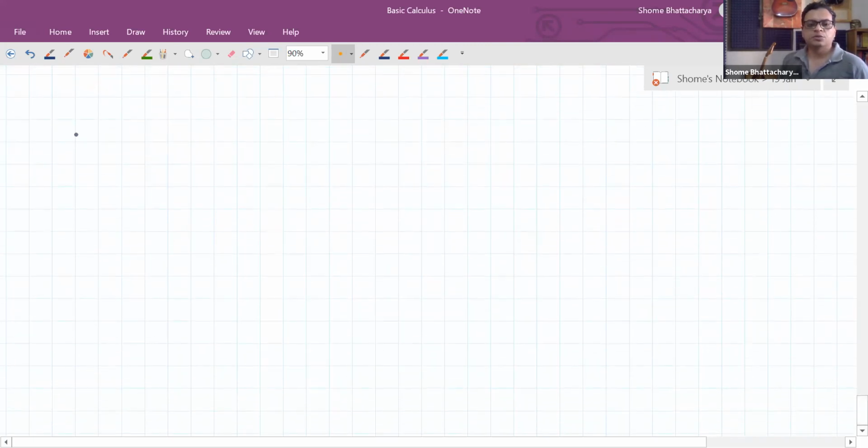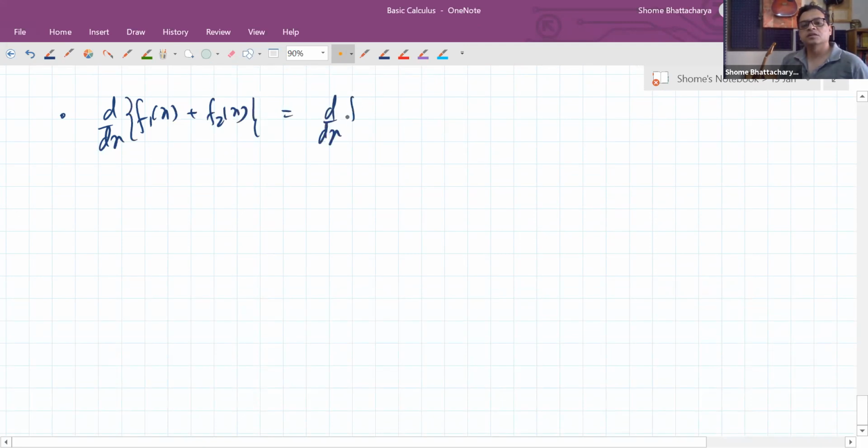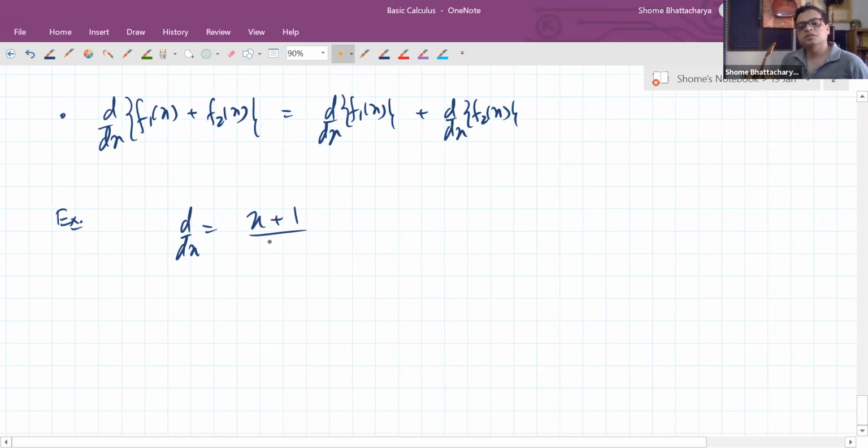Next up, similarly, we have a property that the differentiation of the sum of two functions becomes the sum of their derivatives. So this is sort of, you can say, a distributive property for the sum. So for example, suppose we want to differentiate something like this, x plus 1 by 2 root x. So we want to differentiate this function.